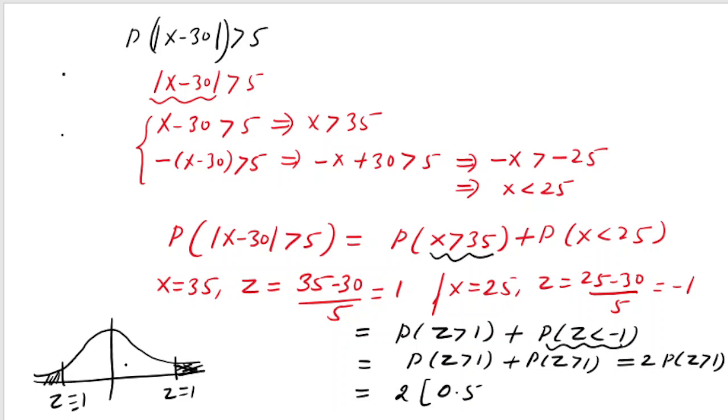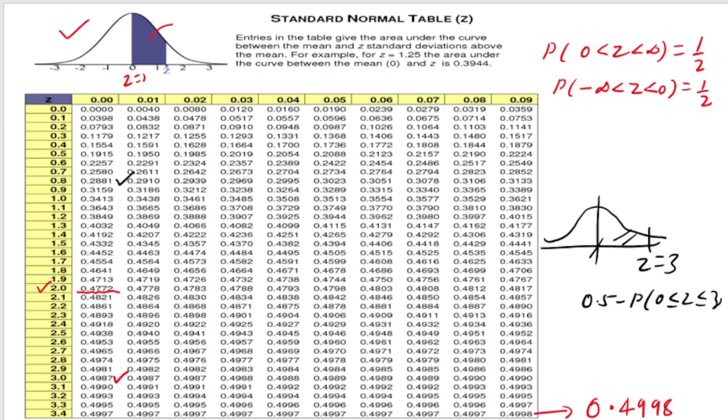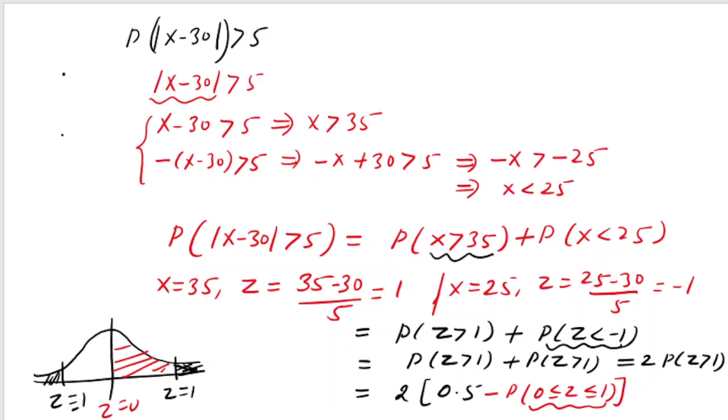Now I have to calculate this probability. So how can I calculate it? Total area to the right of z is equal to 0 is 0.5. So 0.5 minus probability 0 less than z less than 1, right? And this value I can look up in the table. So for z is equal to 1, I am going to look at the table. For z is equal to 1, the table value is 0.3413. So I suggest you keep the table handy.